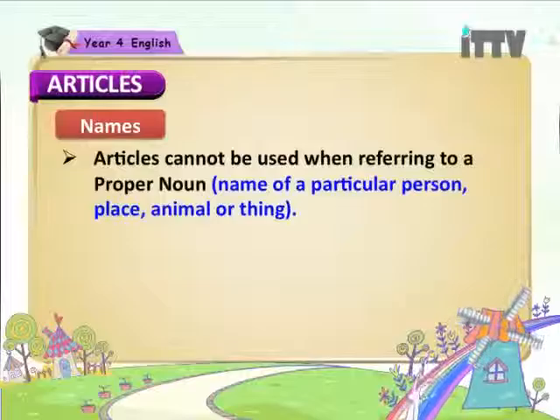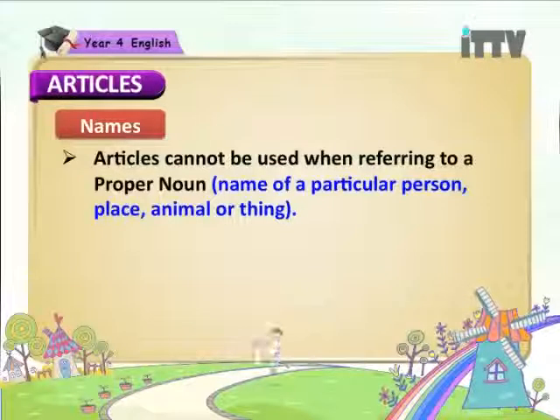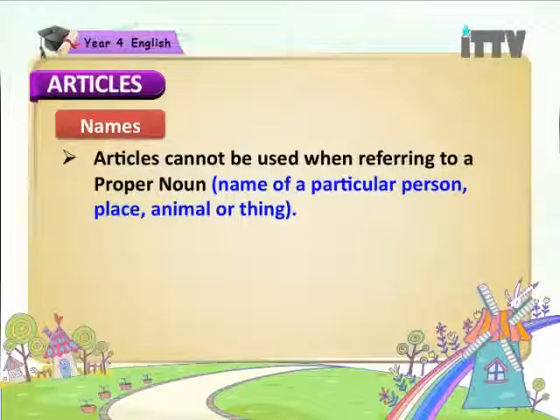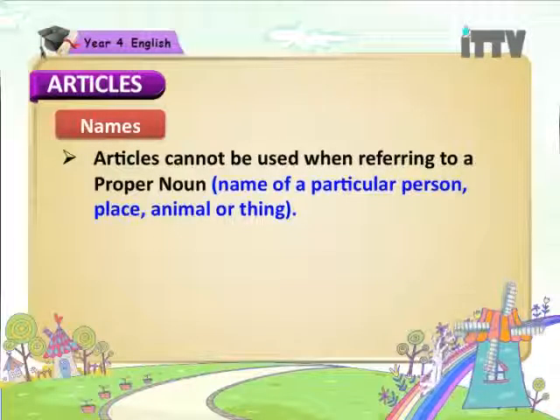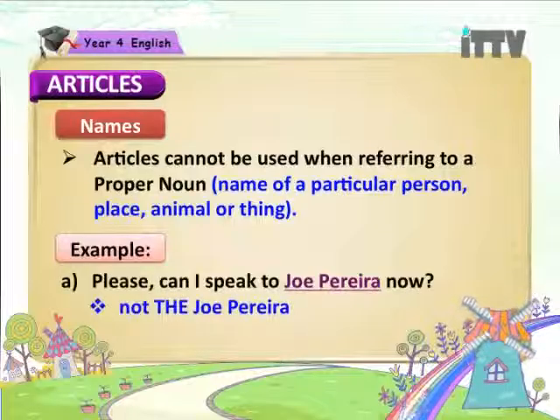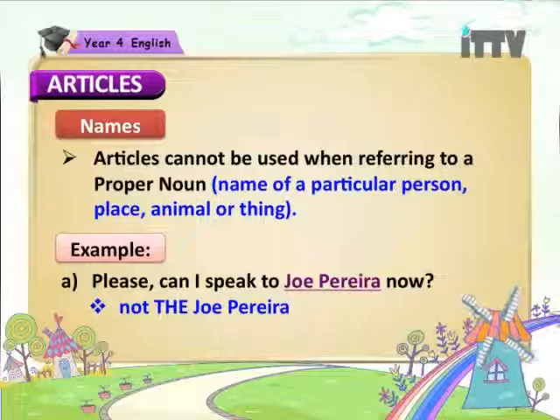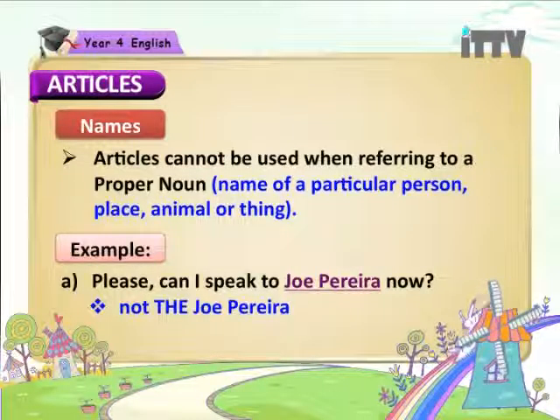Now for names, articles cannot be used when referring to a proper noun. That is a name of a particular person, place, animal or thing. For example, please, can I speak to Joe Pereira now? You should not say, please, can I speak to the Joe Pereira now?